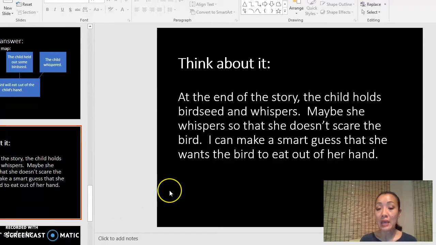Think about it. At the end of the story, the child holds bird seed and whispers. Maybe she whispers so that she doesn't scare the bird. I can make a smart guess that she wants the bird to eat out of her hand. I hope you got the right answer. If not, try it again.